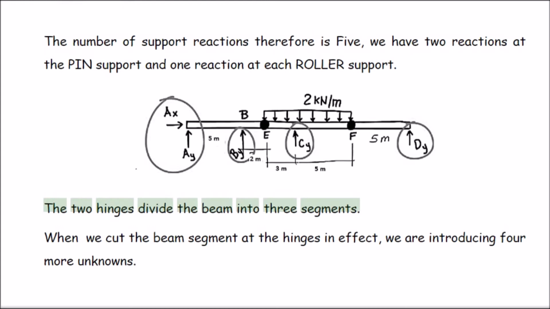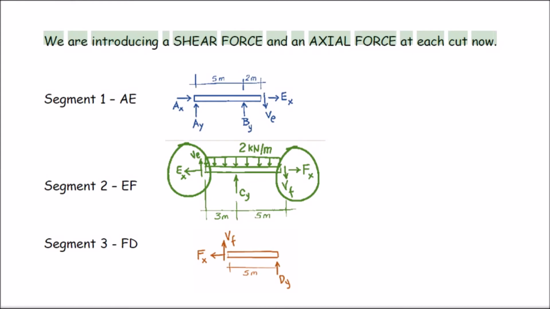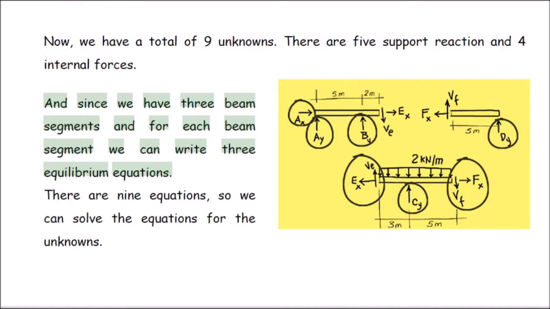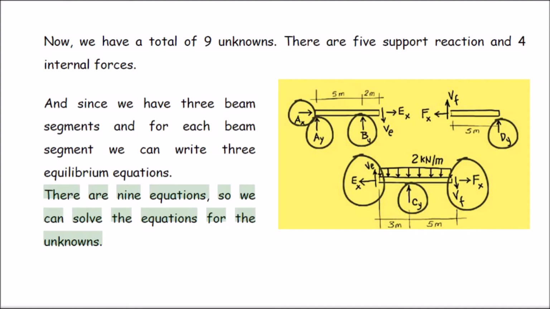The 2 hinges divide the beam into 3 segments. When we cut the beam at the hinges, in effect we are introducing 4 more unknowns. We are introducing a shear force and an axial force at each cut. Segment 1 AE, Segment 2 EF, Segment 3 FD. Now, we have a total of 9 unknowns: 5 support reactions and 4 internal forces. And since we have 3 beam segments and for each beam segment we can write 3 equilibrium equations, there are 9 equations, so we can solve the equations for the unknowns.